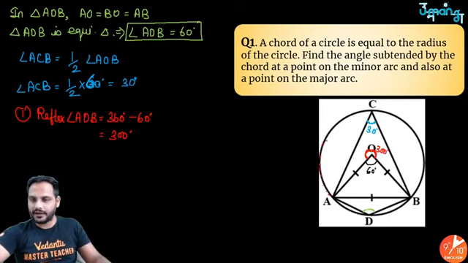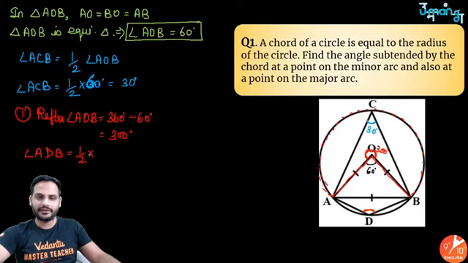Now this arc ACB is subtending an angle of 300 degree at the center. So in the remaining part, this angle ADB will be half of this. So angle ADB will be half of reflex of angle AOB, that is equal to half of 300 degree, which is equal to 150 degree, right?